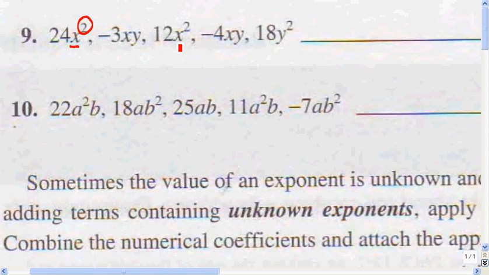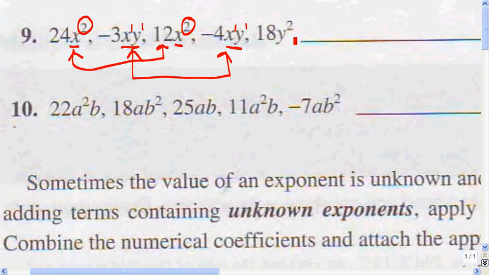X squared and x squared are like terms because they have the same variable, the same exponent. So you know you're going to be able to combine these two together. And then you've got xy and xy. Those are like terms because the variables are the same and the exponents are the same, right? So you're going to be able to combine these two together. And there's no y squared, so 18y squared is just going to stay the same. You're not going to change it.